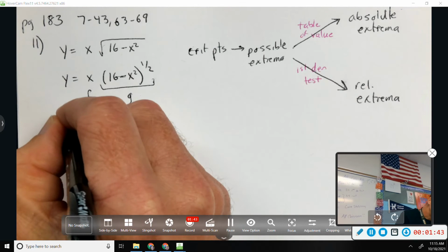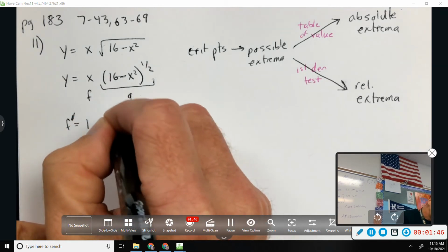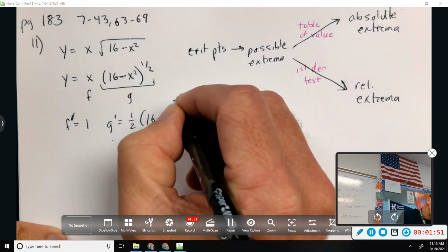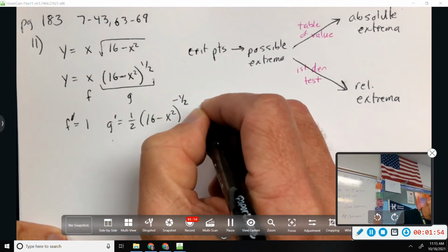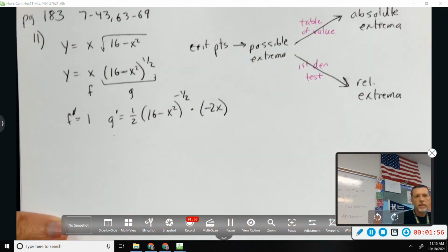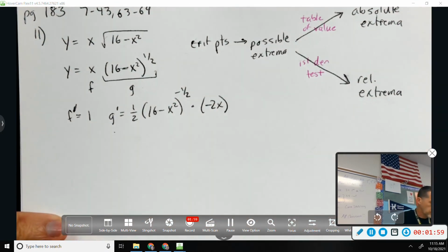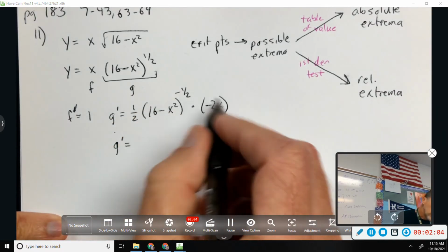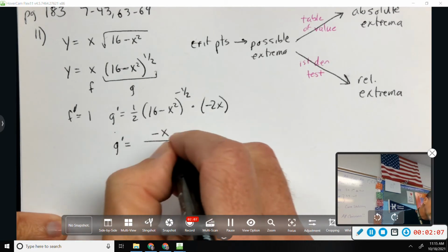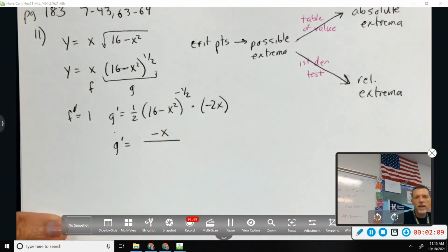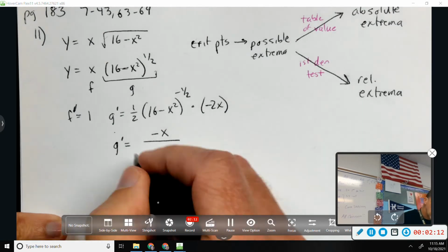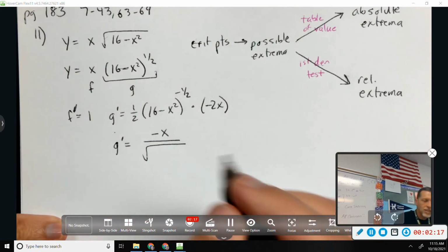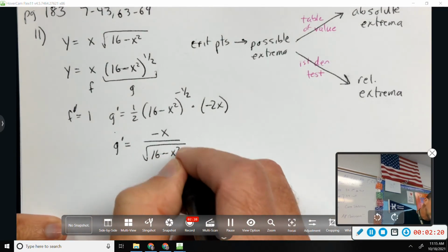Product rule, so f prime is 1, g prime is 1/2, 16 minus x squared to the negative 1/2, chain rule, times negative 2x. So let's clean this up. That would be a negative x in the top, because the 2's would cancel. And then square root, because the 1/2, in the bottom, because the minus. 16 minus x squared.